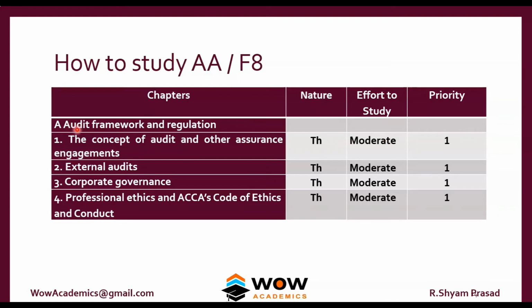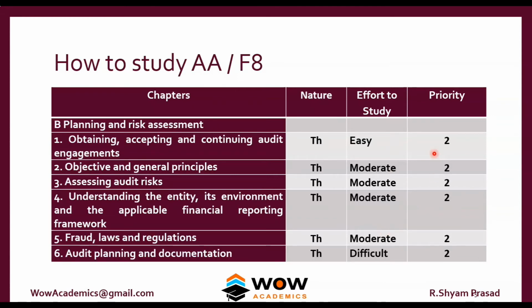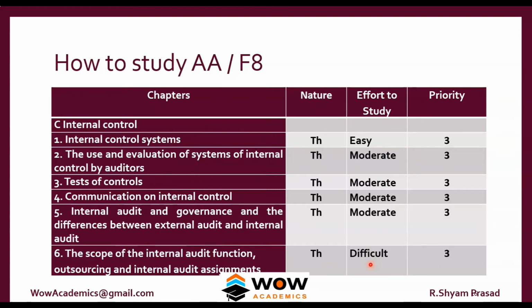So you can start with audit framework and regulation and give it first priority, and mostly they are moderate. The second priority you can give to planning and risk assessment. Some of the topics are easy and mostly they are moderate, and the last one, audit planning and documentation alone, seems to be difficult. In terms of internal control, which is chapter C, we can give a third priority, and the first one is the easiest, and the difficult one is going to be the last, internal audit function and assignments.